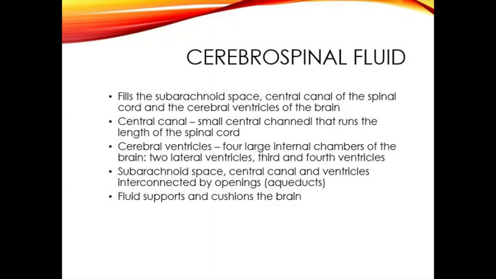Why does it need to fill these? The purpose is to support and cushion the brain. Looking at the bottom here, the fluid supports and cushions the brain. During impact, it also acts as a shock absorber. When we touch our head, we are close to the brain, yes, but there is also cerebrospinal fluid.